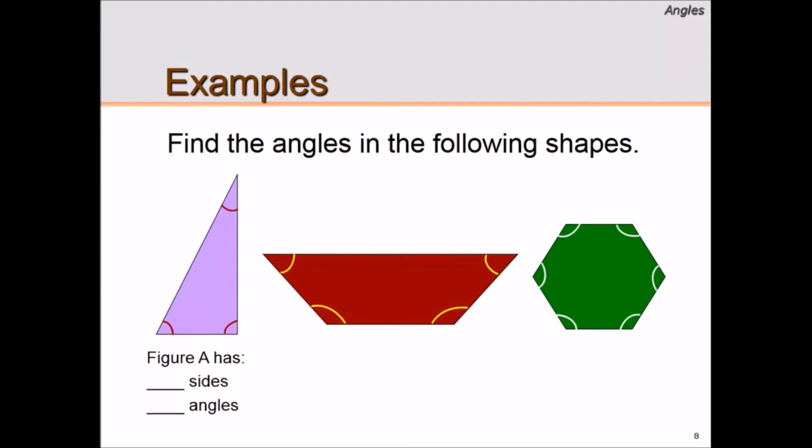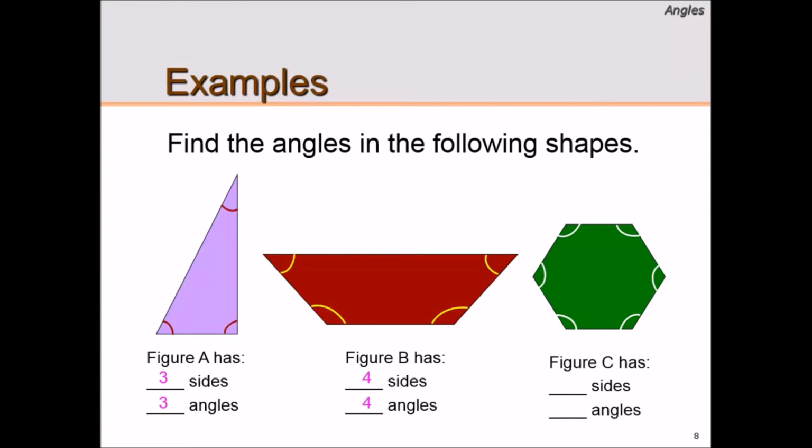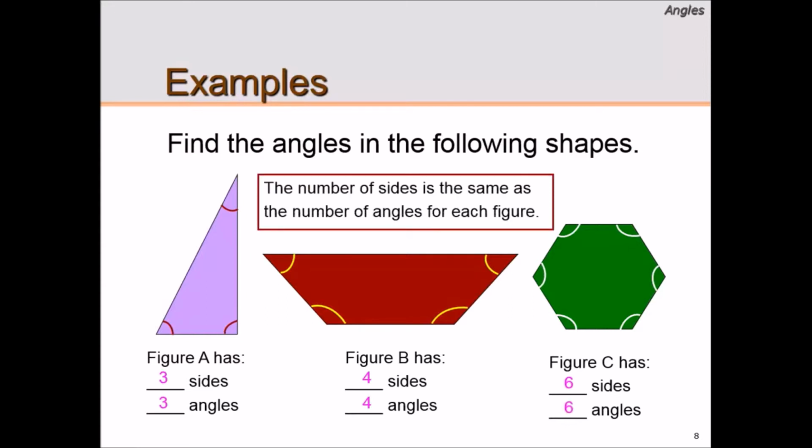Figure A has three sides and three angles. Figure B has four sides and four angles. Figure C has six sides and six angles. Therefore, the number of sides is the same as the number of angles for each figure.